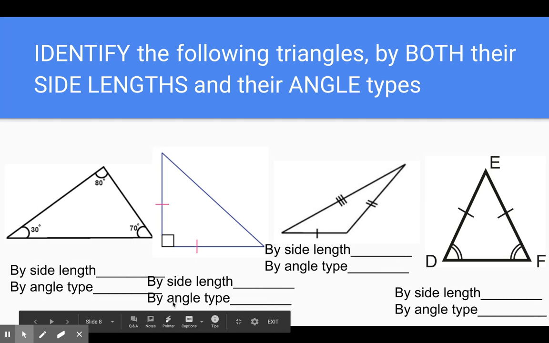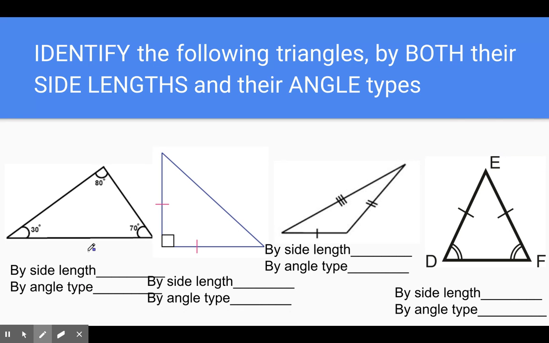Again, just some more examples. Let's do this. Pause the video if you want, and try and figure that out on your own. Okay, by side length, let's take a look. Notice no congruency lines, no numbers, so we don't know exactly what all of the side lengths are, but we can tell that there's no congruency lines, so therefore this is a scalene.